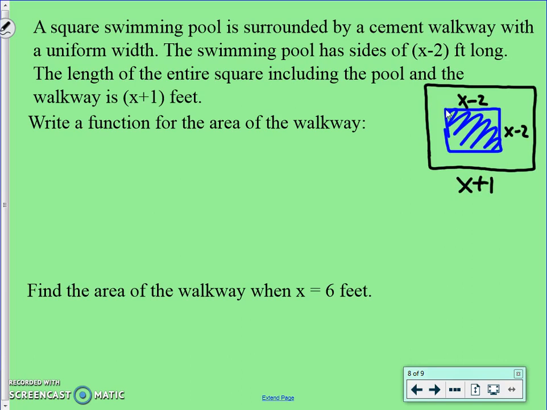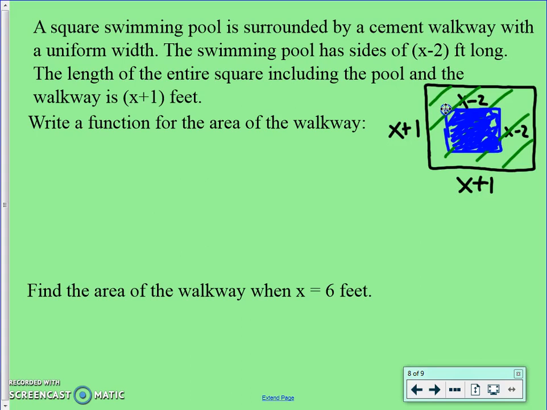And we're to assume that a square swimming pool is surrounded by a cement walkway with uniform width. That means this is also x plus 1. Okay? So we're to write a function for the area of the walkway. Well, the area of the walkway is the entire area minus the pool. So it's all the area I've shaded in green minus the area in blue.